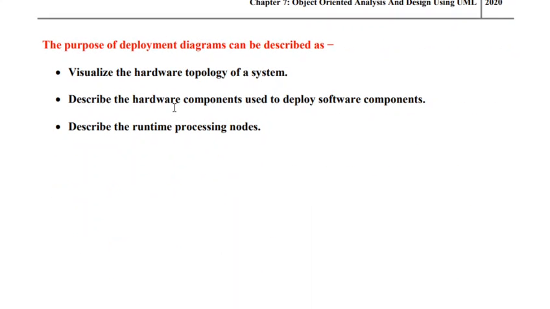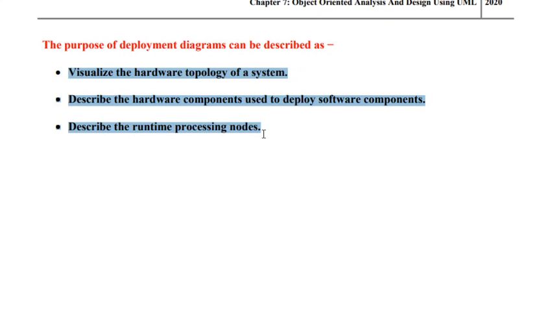Now there are different purposes of a deployment diagram. It is used to visualize the hardware topology of the system. It is used to describe the hardware components that are used to deploy the software components, and it describes the runtime processing nodes.